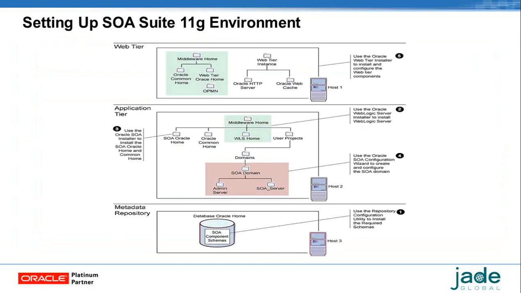This slide shows a graphical representation of how the folder structure is going to be. We have middleware home, Oracle Common Home, web tier home, and we have the web tier instance and Oracle HTTP Server, which is front-ending, and Oracle Web Cache server. And in the application tier, we have SOA Oracle home, Oracle Common Home, which comes under the middleware home, and you have the WebLogic server home. Then we have the user projects, and you would be configuring the domains. Under the SOA domain, you have the admin server running and other SOA servers running.